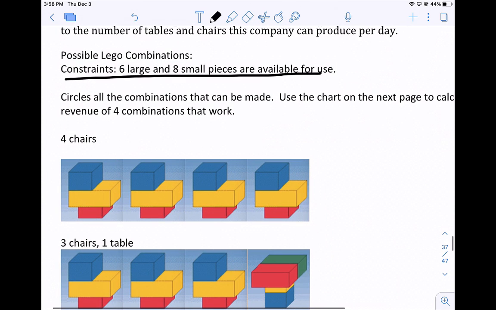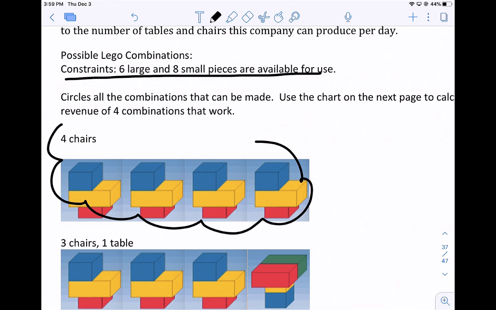All right, so this one, do we use 8 small pieces? 1, 2, 3, 4, 5, 6, 7, 8. Yes. Do we use 6 large? We have 4. We didn't use all the big pieces. We only used 4 large pieces. But yes, we can make 4 chairs. So maybe I'll circle it if we can use it. All right, so this is a combination that we can produce. We have some leftover supplies, but that's fine.